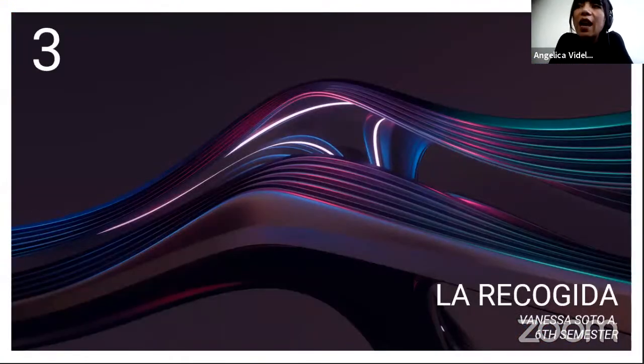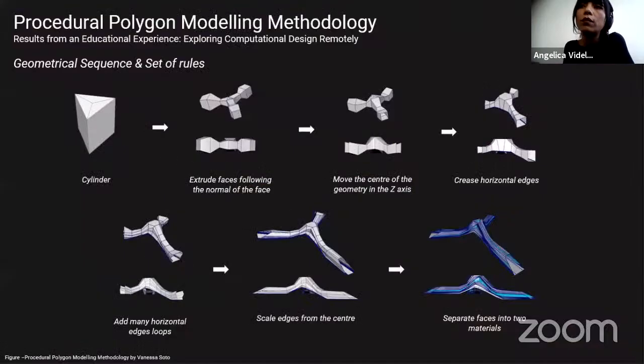The last case study is La Recogida by Vanessa Soto. Vanessa's project was a little different because she started with the cylinders as a primitive geometry. She wanted to develop her geometry in a radial way. In order to do so, she started with a cylinder with 3 faces.